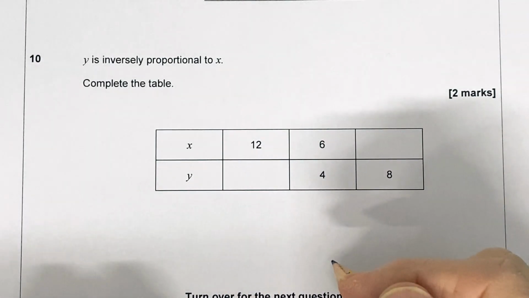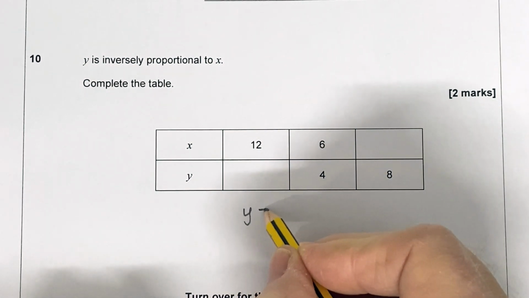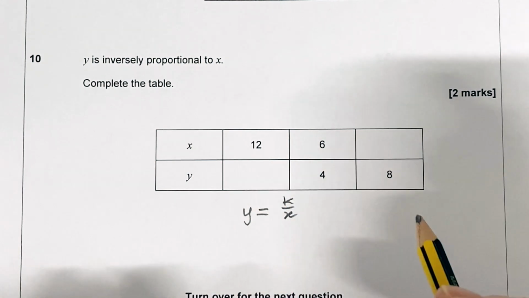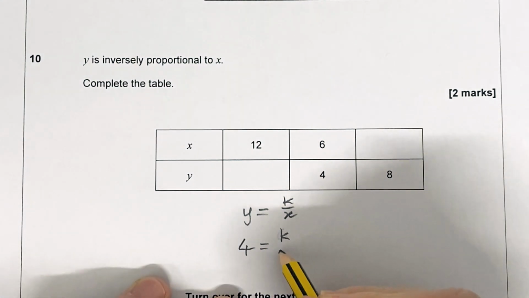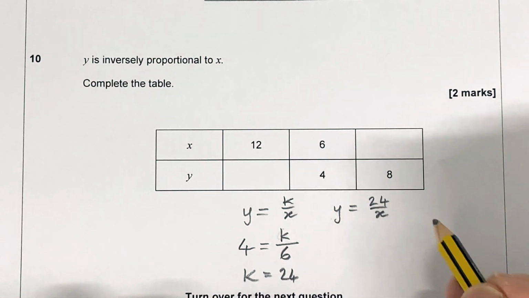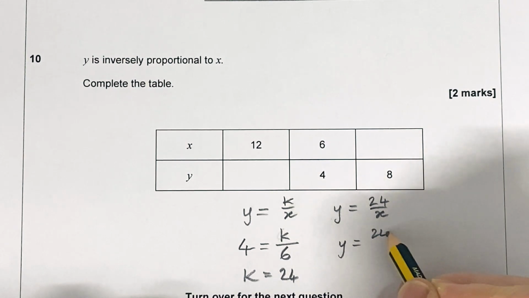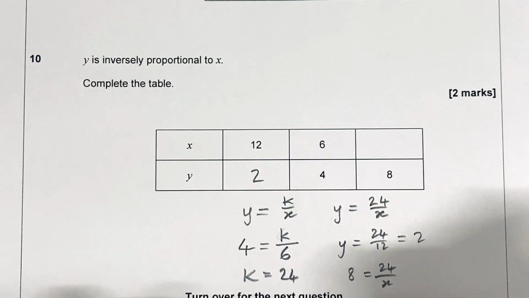Question 10. Y is inversely proportional to X. Complete this table. Well, I'm going to do it the old-fashioned way and say, if it's inversely proportional, it's going to be Y equals K over X. We've been given a value of Y and X, so we can put 4 in for Y and 6 in for X, so we can see that K is 24. 4 times 6 is 24. So Y equals 24 over X. So when X is 12, Y will be 24 over 12, which is 2. And when Y is 8, 8 equals 24 over X. Swap those two over, X equals 24 over 8. X is 3.